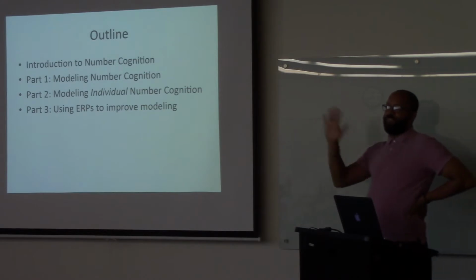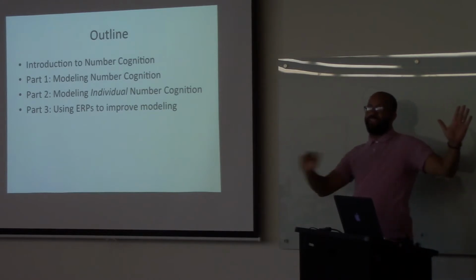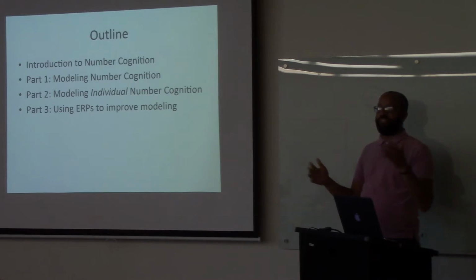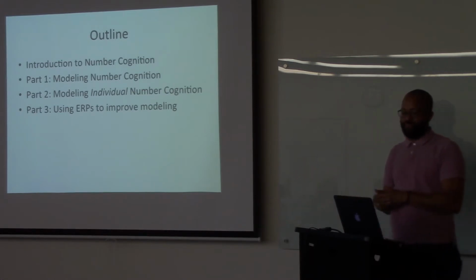Less of these big ANOVAs where I just say group A did this, group B did that, and more: we have all these participants, they're all over the place. Why are some doing really poorly with basic number and some are doing really well? We need to figure out what's going on with all these individual differences. And that's kind of the direction my research has been moving.